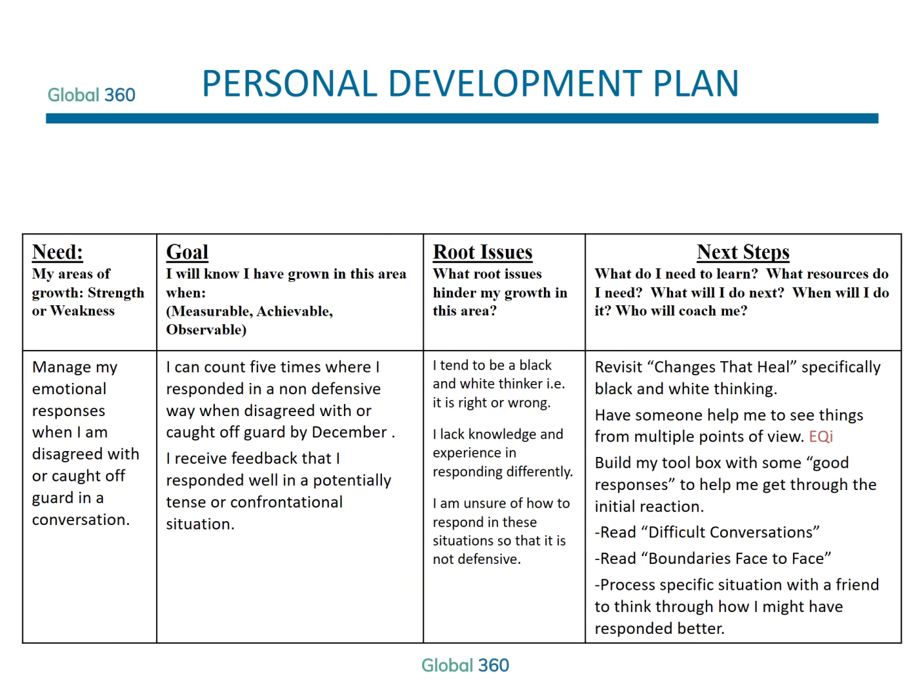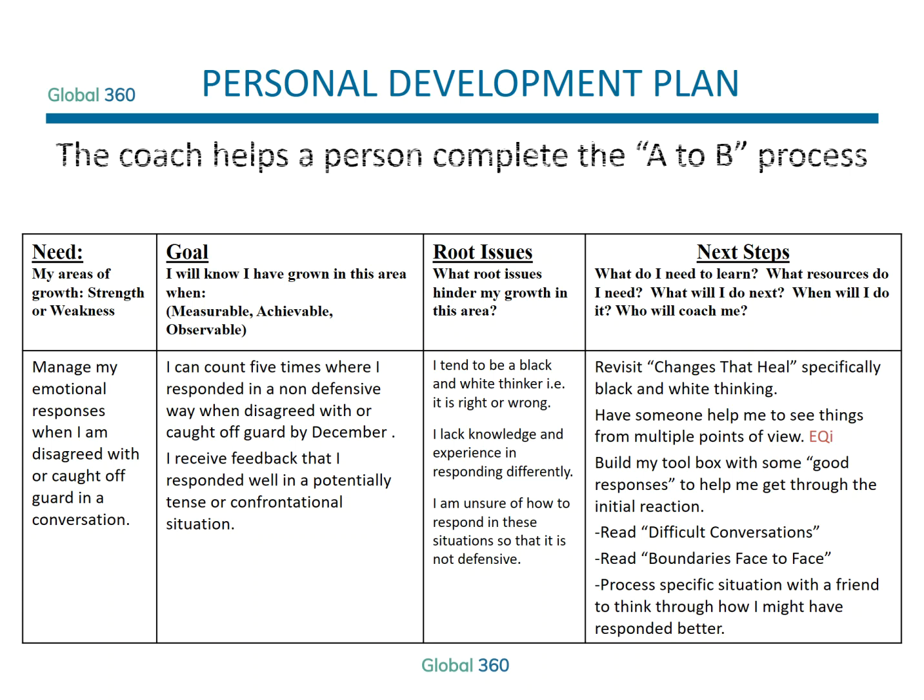So here's what their personal development plan would look like for the first area of growth. Now we would continue this process for the next area as well. It's important that they identify a coach to help make sure the person completes the A to B process.